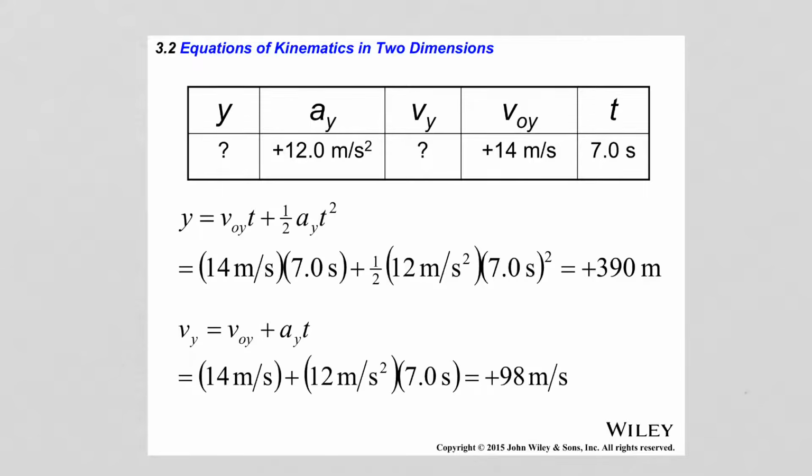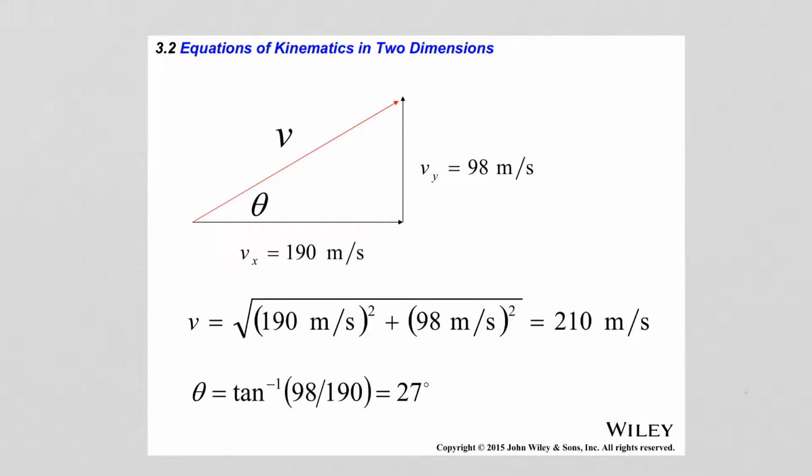So then I apply the same procedure for the y direction. Again, I want the vertical displacement and the final velocity y component. So I use again the same two kinematic equations as before, but this time indexed for the y coordinate direction. And so when I substitute the quantities in those formulas, I get that the vertical displacement is 390 meters in positive y direction, and the y component of the final velocity is 98 meters per second in positive y direction.